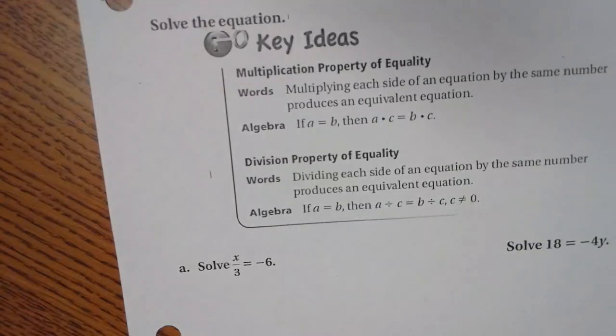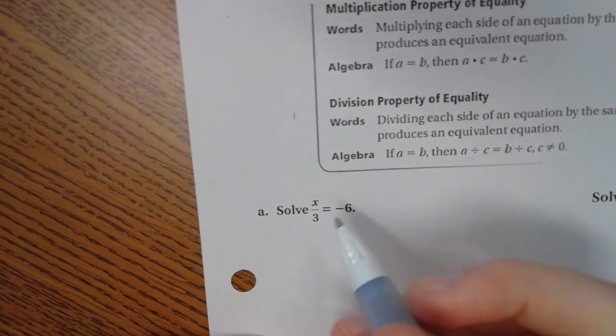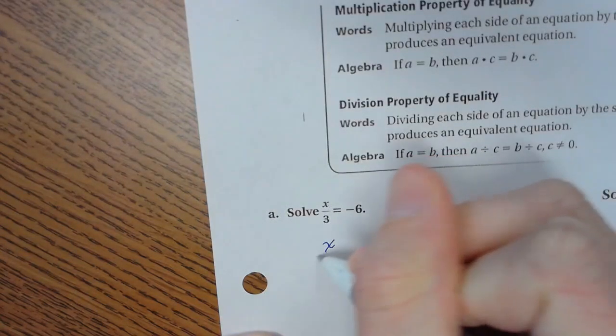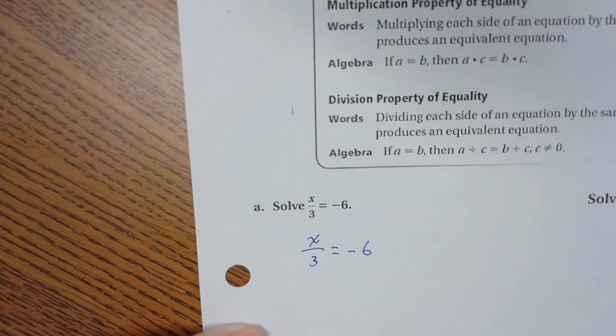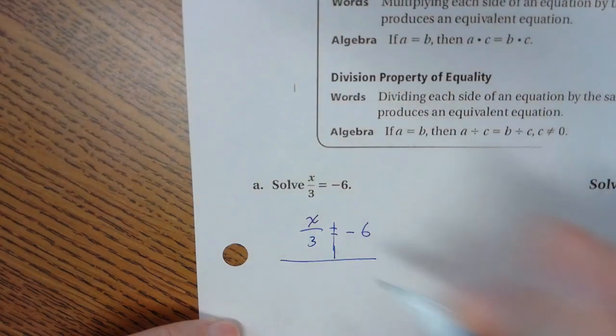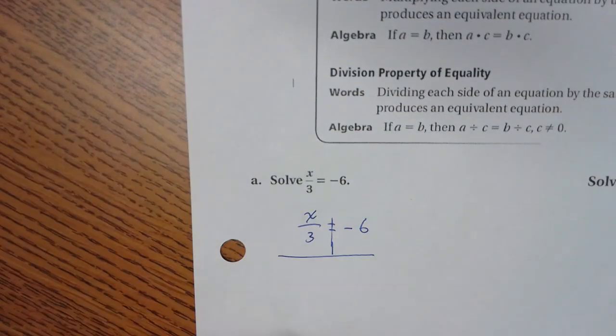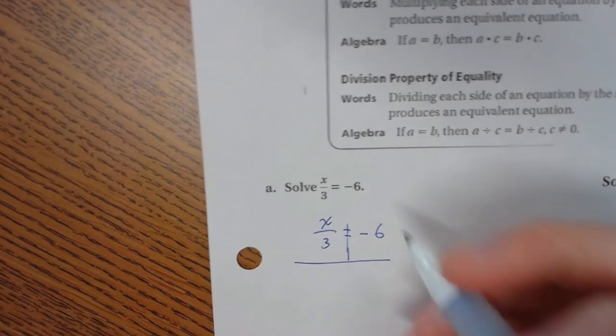Alright, so on my first problem, it says solve x over 3 equals negative 6. Before I start anything, I'm just going to rewrite the problem to give myself a little bit more room. We are still going to draw our line, so we have our left and right side. Once again, we always start by looking at what side the variable is on. The variable is on the left side, and when I see this fraction bar over 3, that means division. So the inverse or opposite of division means multiplication.